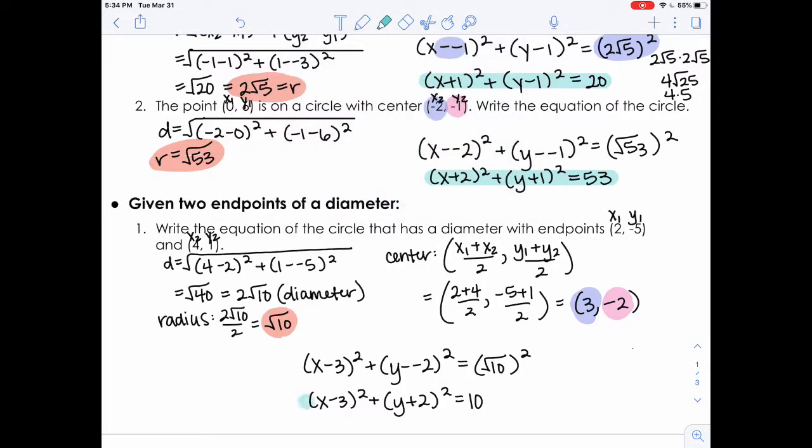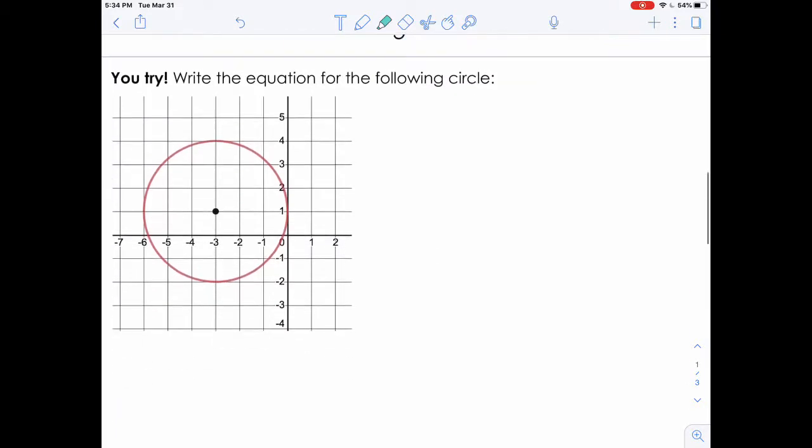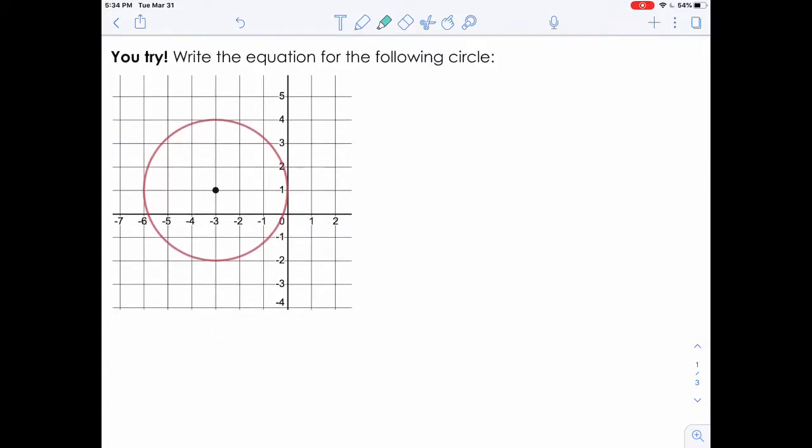So here is our final equation. Okay, I'm going to leave you with this final example. I know I whited out that last one. We don't have to do that, but let's try this one. I want you to try to write the equation for the following circle. What you're given is a picture of a circle on a graph. So what you need to identify is where is that center point and what is the radius of this circle, and then go ahead and write that.